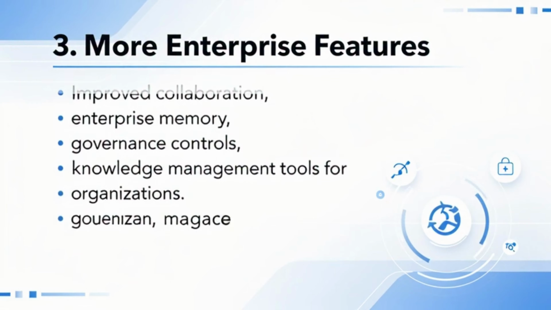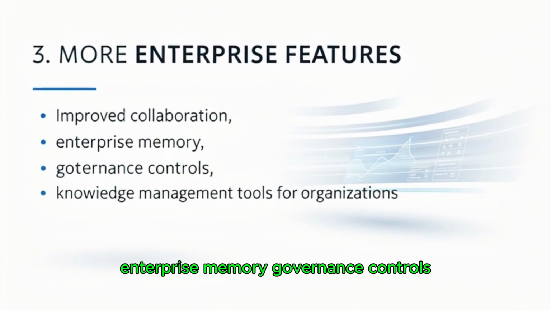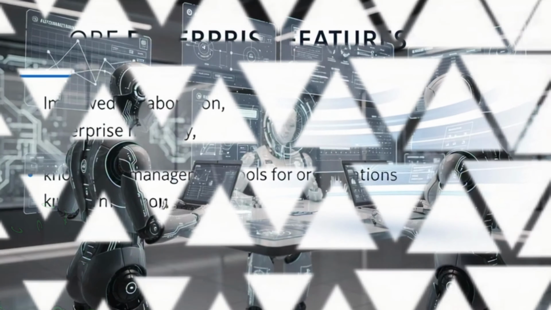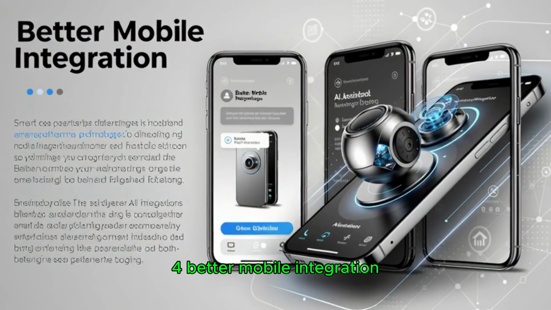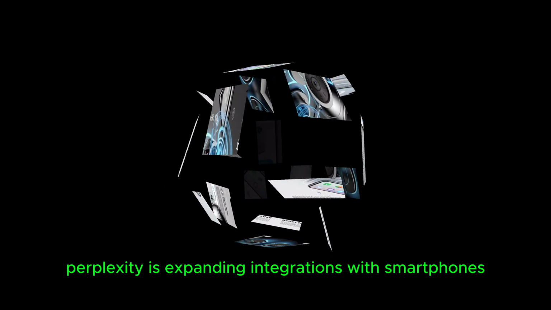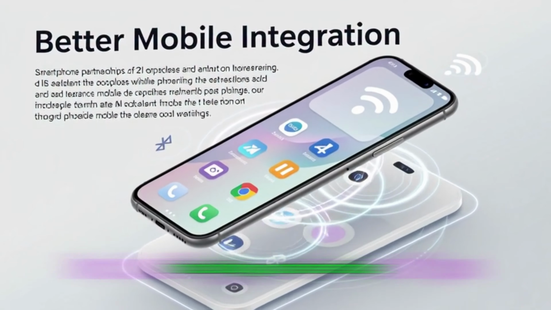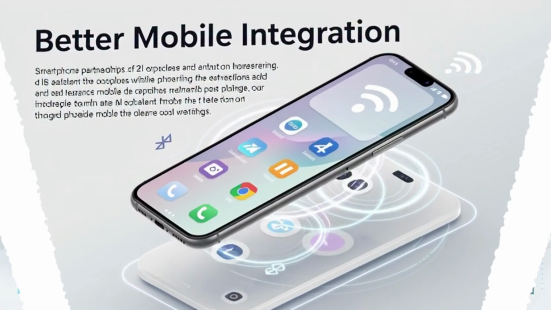3. More enterprise features. Improved collaboration, enterprise memory, governance controls, and knowledge management tools for organizations. 4. Better mobile integration. Perplexity is expanding integrations with smartphones, including partnerships and AI assistant features on flagship devices.